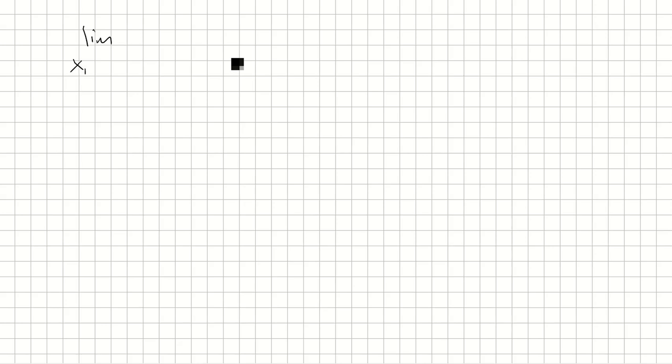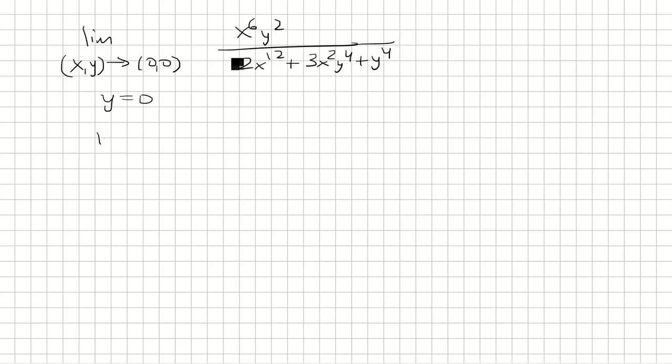Let's find the limit as x and y approach 0, 0 of x to the 6th y squared over 2x to the 12th plus 3x squared y to the 4th plus y to the 4th. And here we're going to consider two different paths. So the goal here is to show that it's not going to exist. So the first path will say along y equals 0.